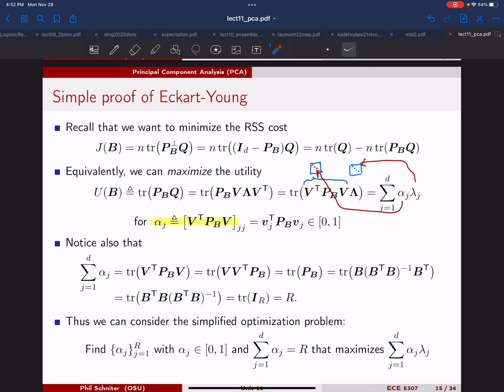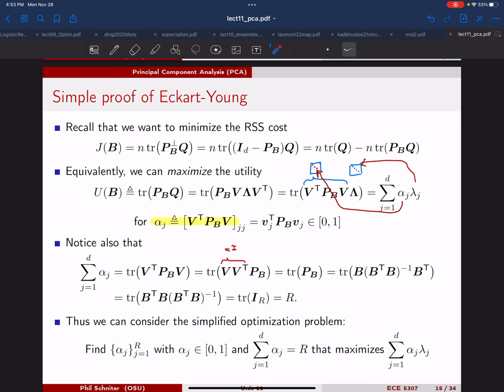And there's one other interesting thing we can notice about the sum of the alpha j's. So the sum of the alpha j's, just by definition, would be the trace of this matrix, which we used to define the alpha j's. And being the trace again, we can play this trick where we move the V to the left. And now, because this is an orthogonal matrix, this equals identity. So that vanishes. And so now you can see that this sum is just the trace of PB.